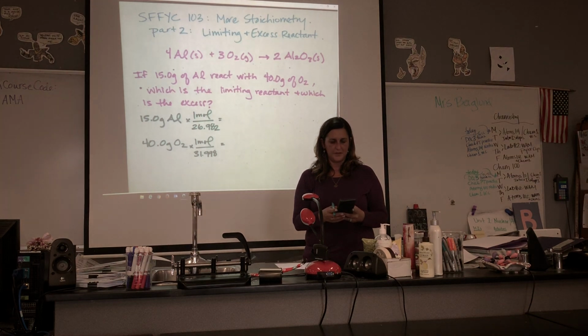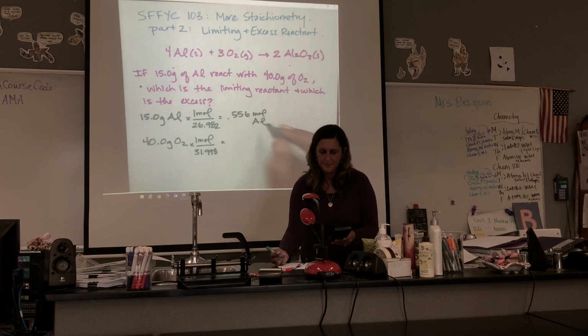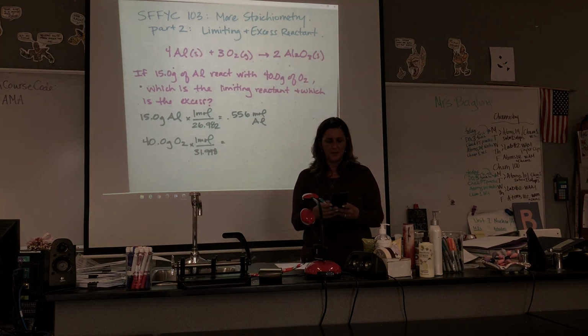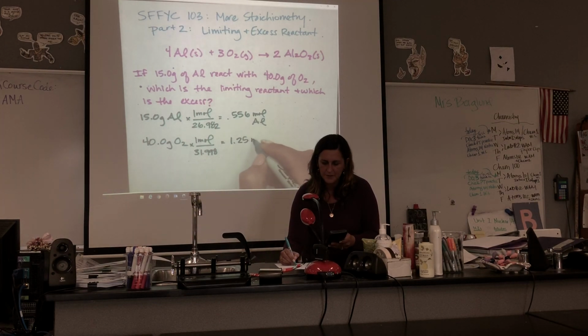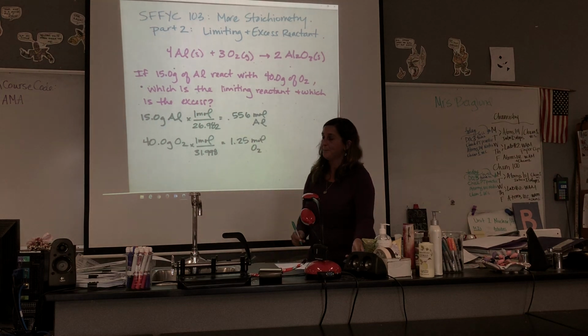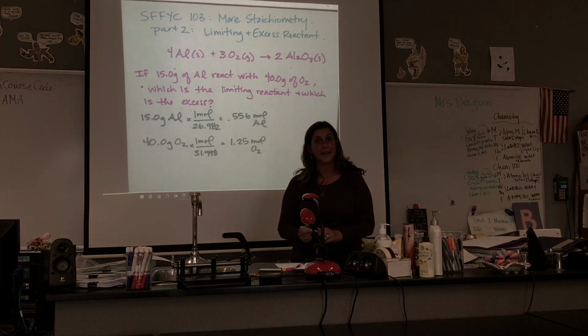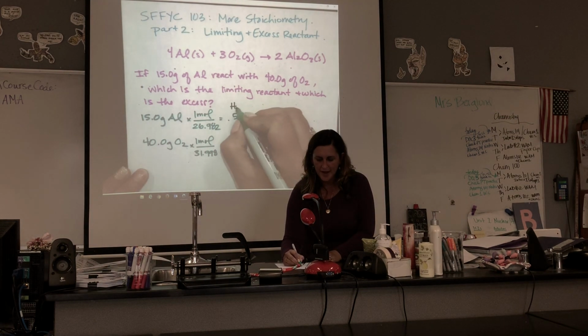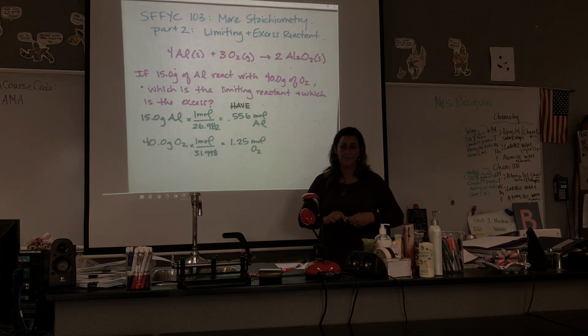We'll use the molar mass for each one. So we're going to go 15 divided by 26.982, and we get 0.556, and this is moles of aluminum. And then we'll convert the oxygen to moles, and this is 1.25 moles of O2. And then it's always a good idea to just label these answers with the word have. So this is what we have to work with.